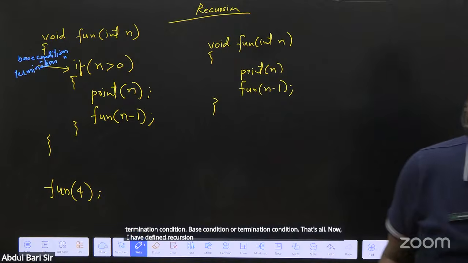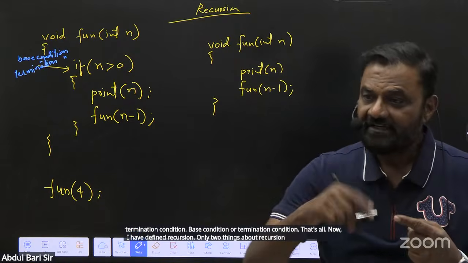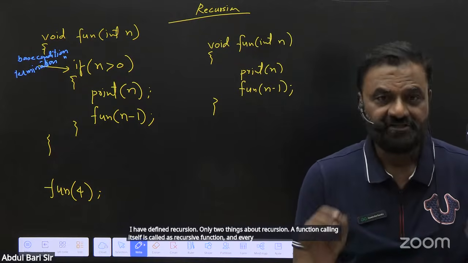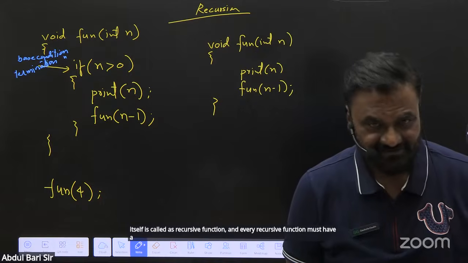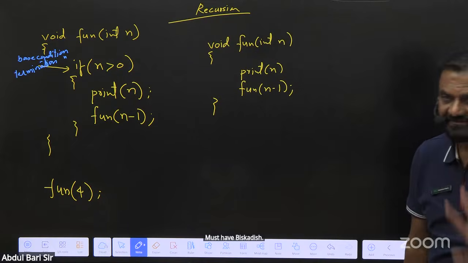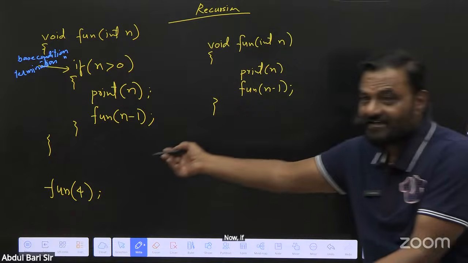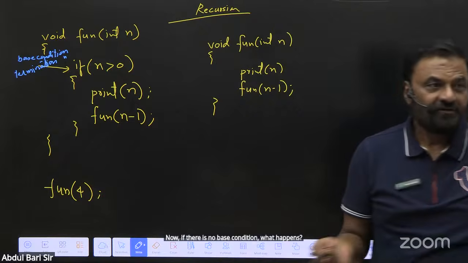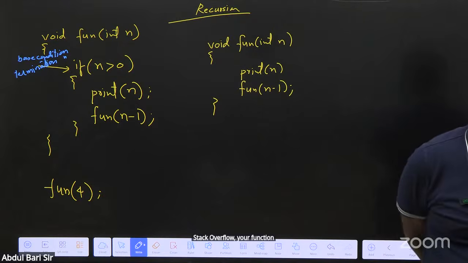Only two things about recursion. A function calling itself is called a recursive function, and every recursive function must have a base condition. Must have a base condition. Two things. Now if there is no base condition, what happens? Stack overflow, your function crashes and the program crashes.